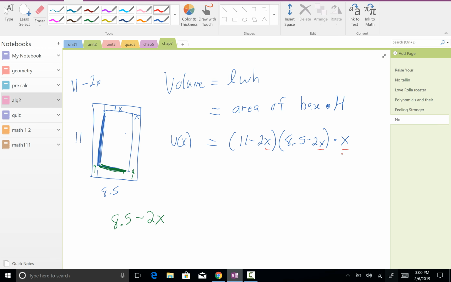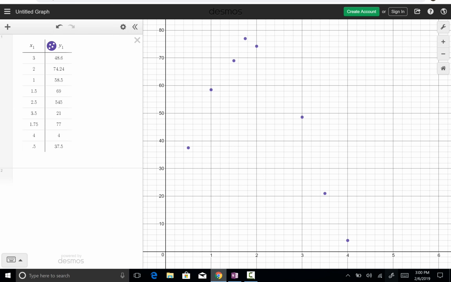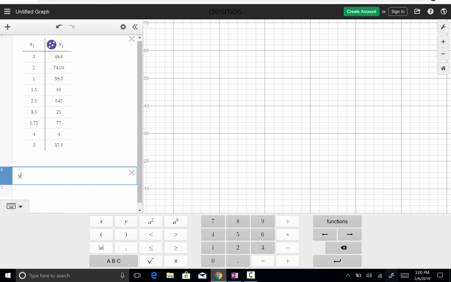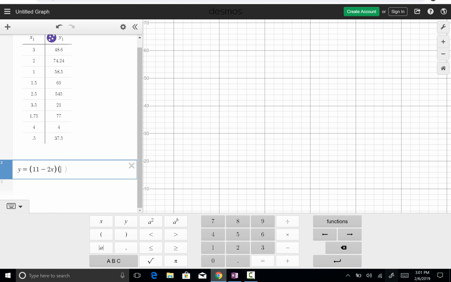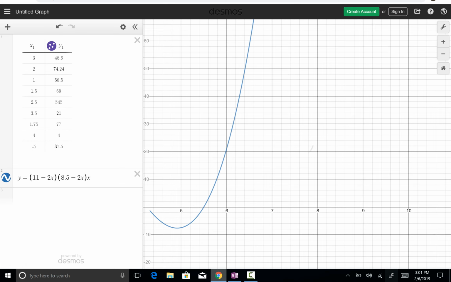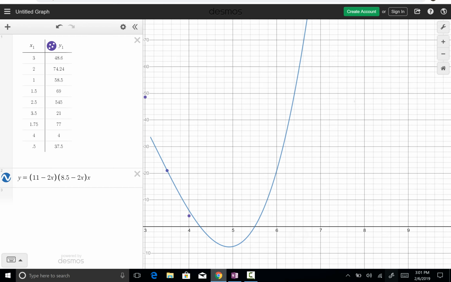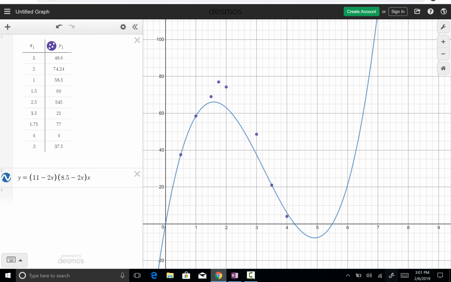All right, pause this anytime you need to. I'm going to type that in. Y equals parentheses 11 minus 2x parentheses, 8.5 minus 2x, 8.5 by 11 sheet of paper, times x. All right, now I need to go back. I don't know why I lost my, there it is.